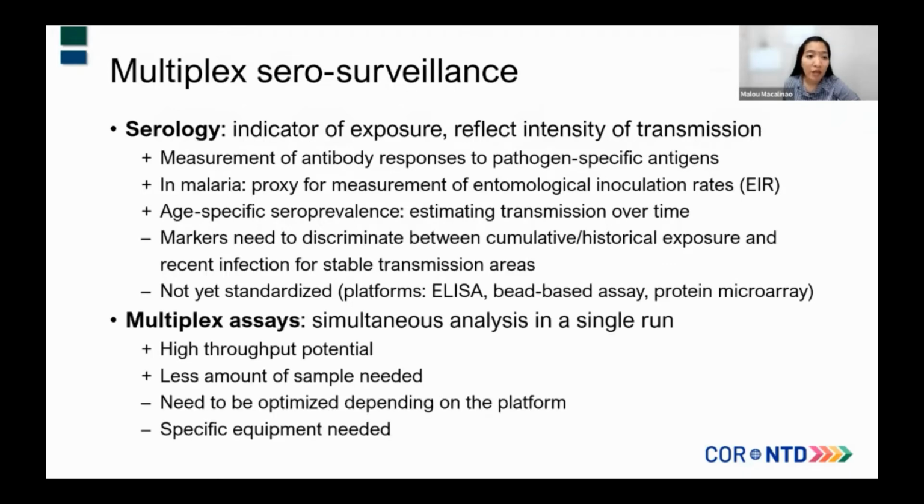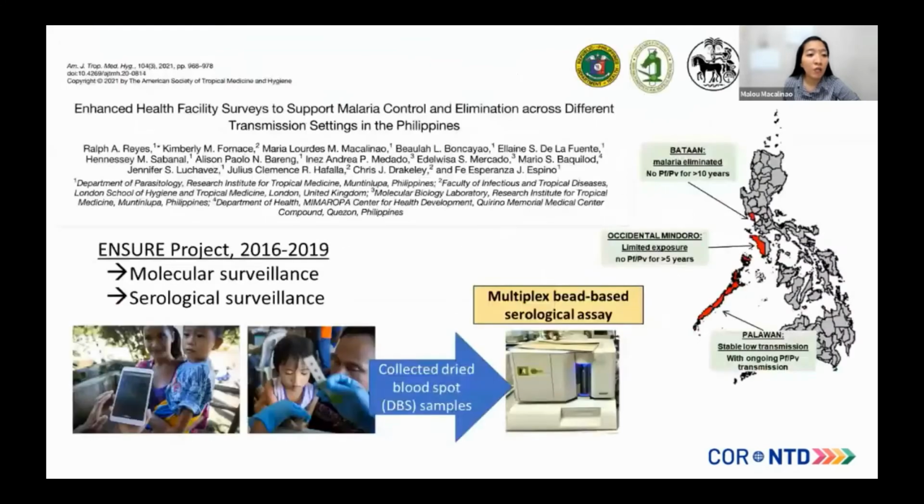Multiplexing assays allows for the simultaneous analysis of different analytes in a single run, which means you don't need to run multiple ELISAs. It also means you can get more data from our samples, but as with any assay, it needs to be optimized and if possible, standardized. We wanted to test the potential of serosurveillance, and so RITM had a collaborative project with LSHTM called ENSURE, where we explore different strategies for enhanced surveillance.